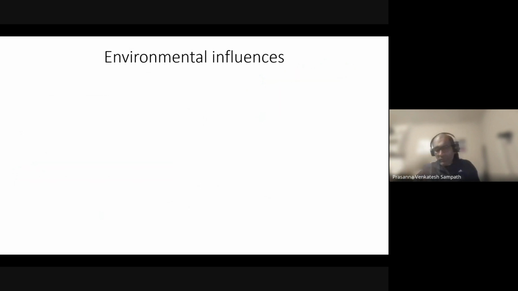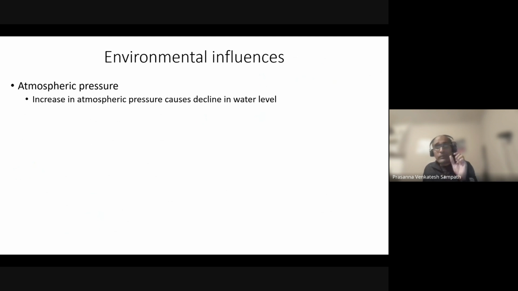Now we'll talk about a few other environmental influences that can play a role in impacting groundwater levels. Atmospheric pressure plays a role in the water levels in the wells. If the atmospheric pressure increases, it causes the water level in the well to decline a little bit. Does that make sense? You can think of it as the atmospheric pressure, when it increases, just pushing the water level down. So that would result in a decline in water level.